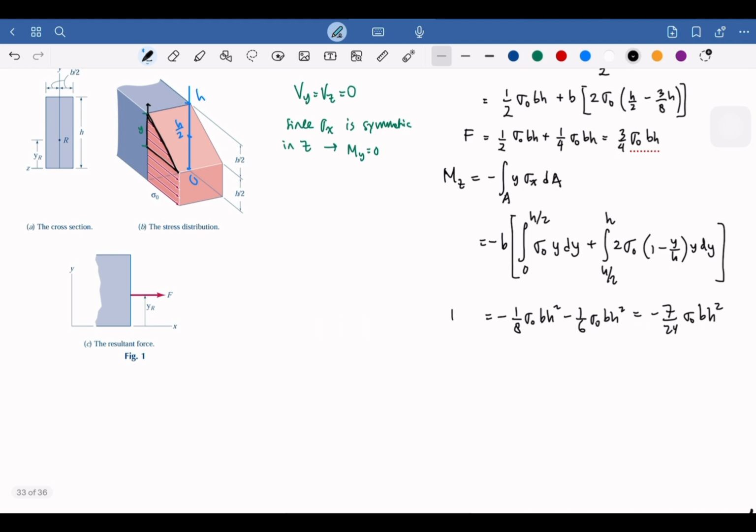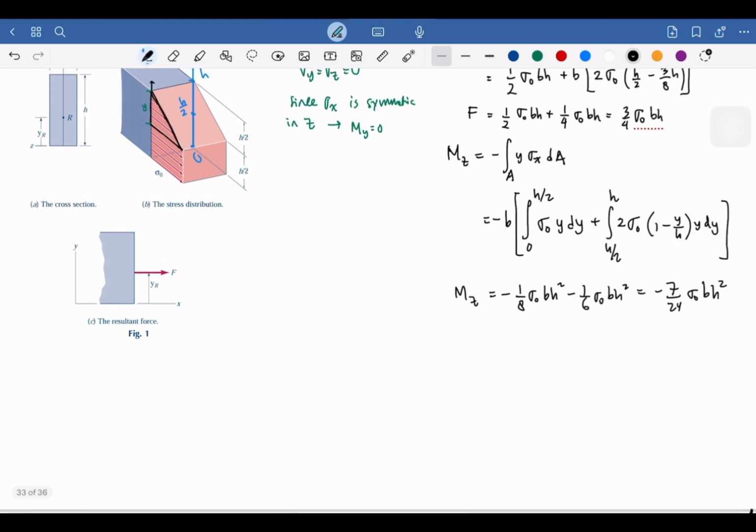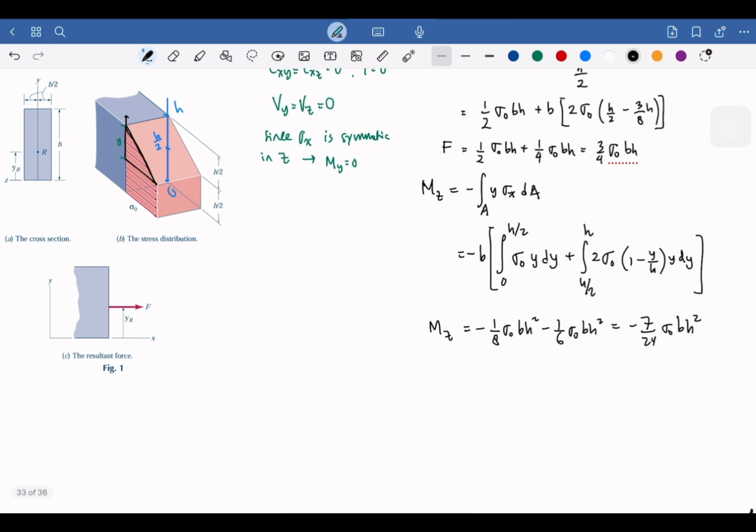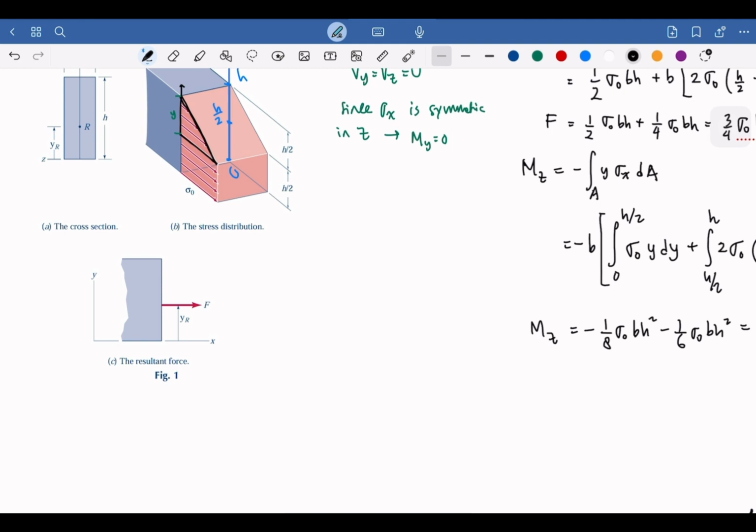Okay, that's the Mz. So the only force that we get is only F and the bending moment with respect to Z. Now, for number C, if the F is replaced and we place that on the YR, this makes the Mz as negative YR F. Okay.